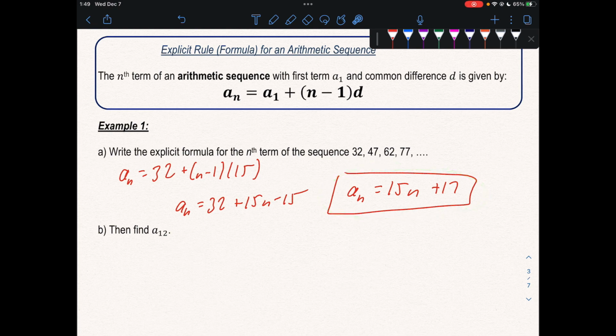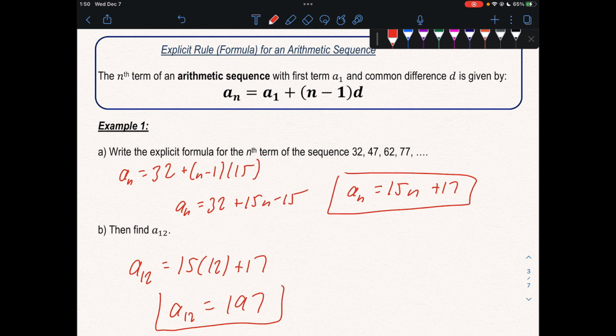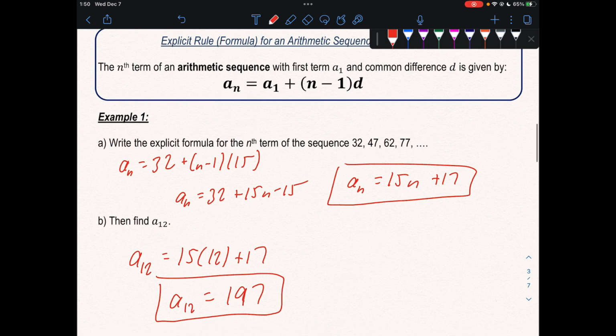That's all. Now, to find a sub 12, we're simply going to put 12 in to what that would be. And let's see if we can figure this out. 15 times 12 is 180 plus 17 is 197. So the 12th term would be 197.